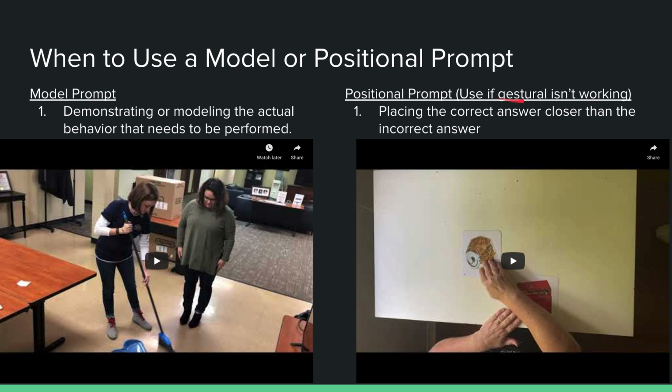Basically, we're going to use this if a gestural prompt isn't working. You're trying to use a gestural prompt, but the kid isn't touching the right answer. So you move the wrong ones back and you put the right one closer, and then inch them closer and closer, trial by trial, until they're lined up together. And then once they're lined up together, you've officially faded out that positional prompt.